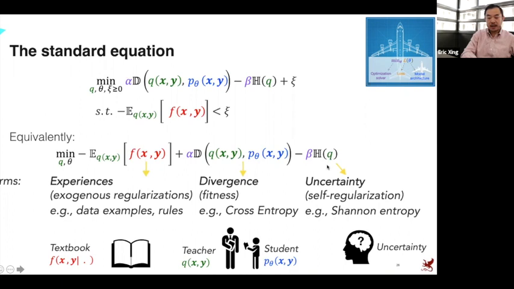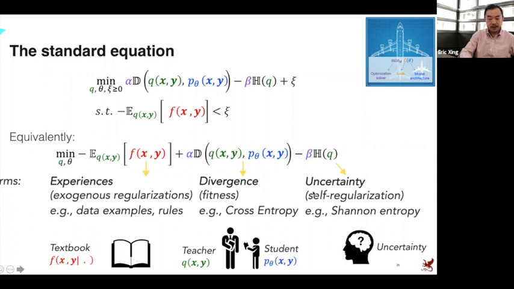So this sums up what I call the master equation, or the standard equation, which naturally subsumes many of the earlier well-known algorithms as its special cases. We already saw a few examples, such as maximum likelihood and posterior regularization. Let's see how this standard equation, by instantiating the experience, the divergence, and the uncertainty in different ways, leads to more algorithms.